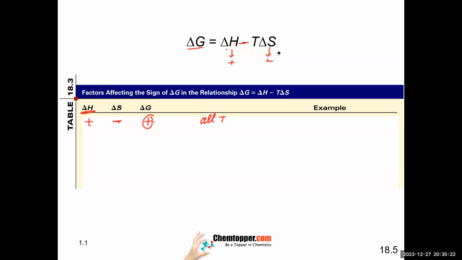Can you make out this? Whatever is the temperature, because this value is positive and this value is negative, this complete factor is positive. Positive, positive will make your delta G positive. It doesn't matter what the temperature is. High temperature, low temperature, whatever the temperature, delta G will be positive. If it is positive at all temperature, is it a spontaneous process or non-spontaneous process?